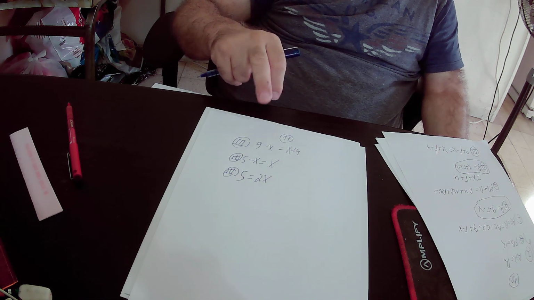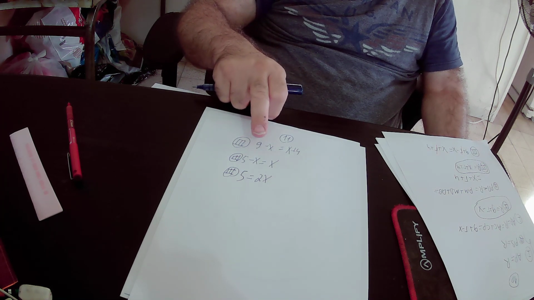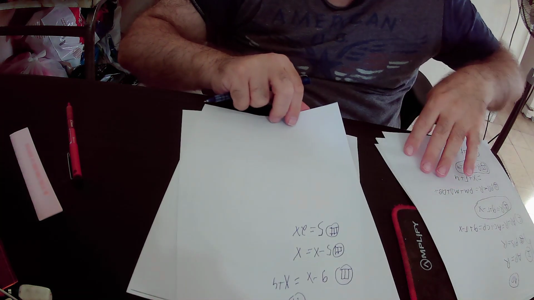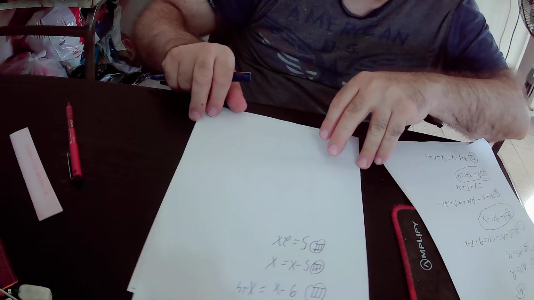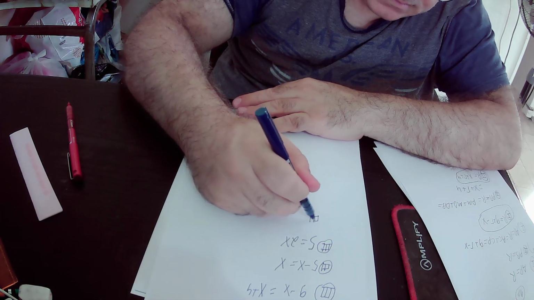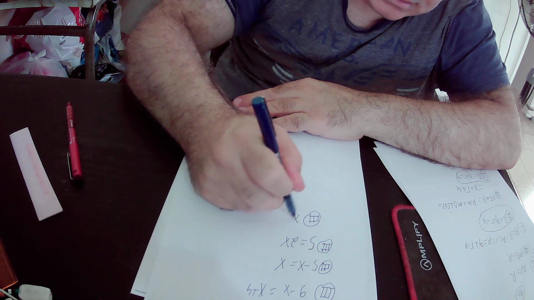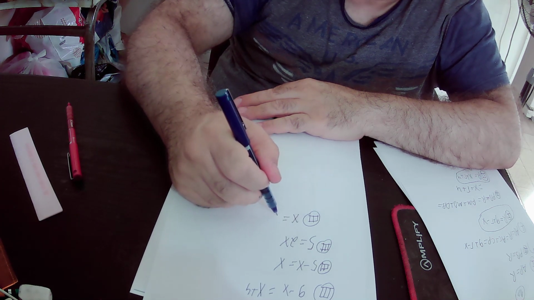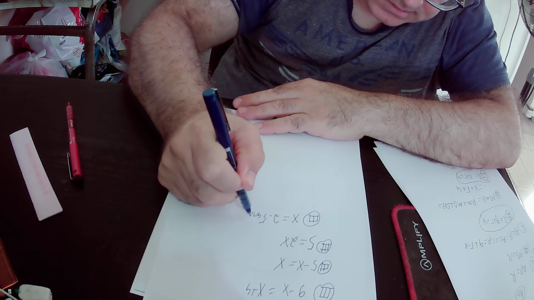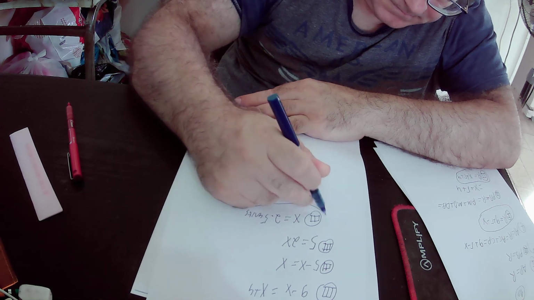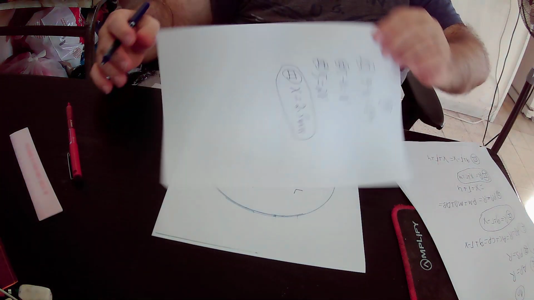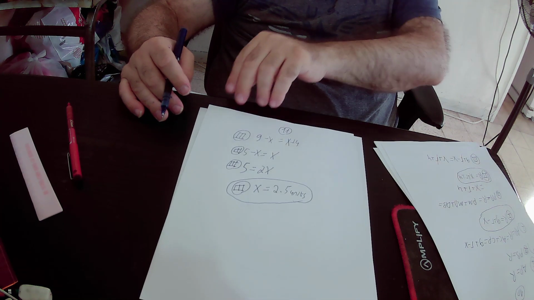Here we will divide this equality by 2 in order to get the value of x. So x equals 5 over 2. 5 over 2 is 2.5 units. So we got the value of x equals 2.5 units.